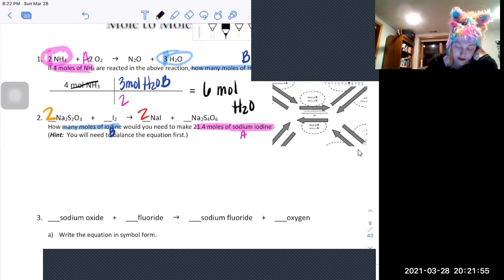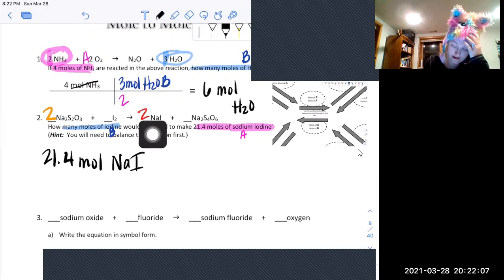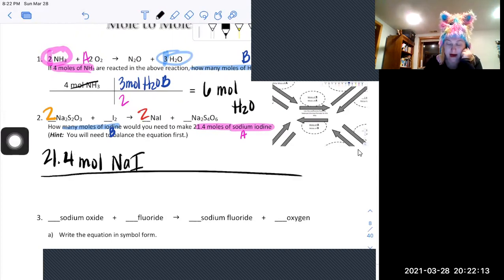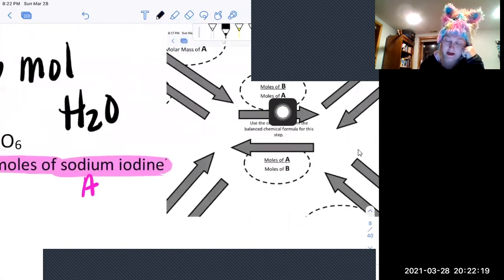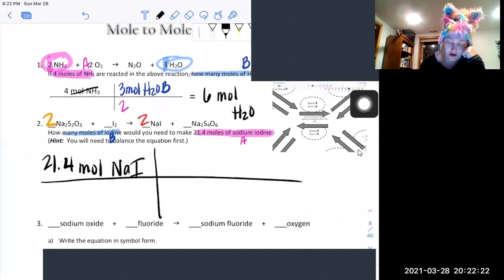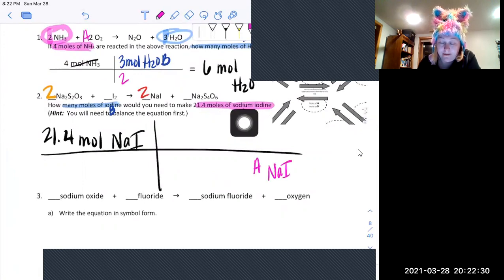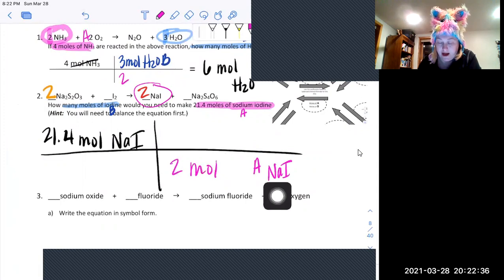All right, so write down my given, 21.4 moles of sodium iodide. I know sodium is Na and iodine is I. I look up here, I find NaI. That's in my equation, so that's good. I'm going to set up my brackets just like that. Remember, looking here, chemical A goes on the bottom, chemical B goes on the top. Chemical A is NaI, sodium iodide. In the formula, NaI is right here, so I would have 2 moles of NaI.